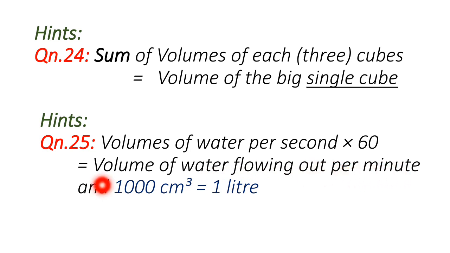And one more thing that you have to use here is the relation that 1000 cubic centimeter can be equated as 1 liter, correct. So whatever cubic centimeter we are getting, just multiply that with 1 by 1000. Because 1000 cubic centimeter is 1 liter, you can write 1 cubic centimeter is equal to 1 by 1000 liter. So use that relation and you can get the answer. Now I'm going to the next question.